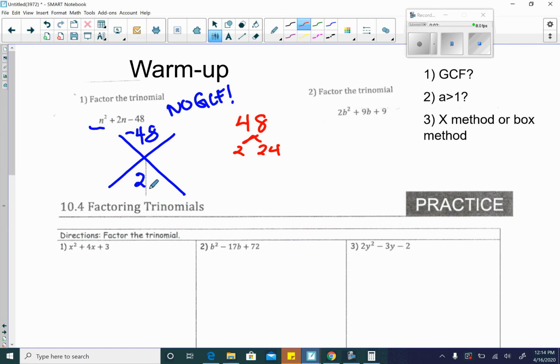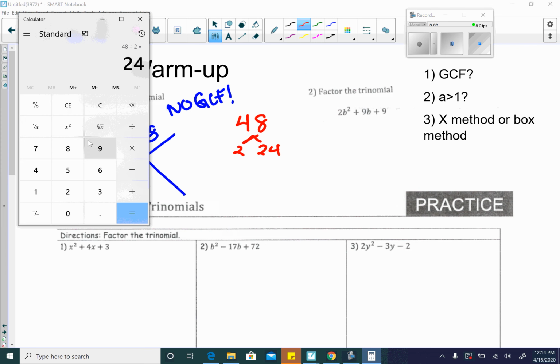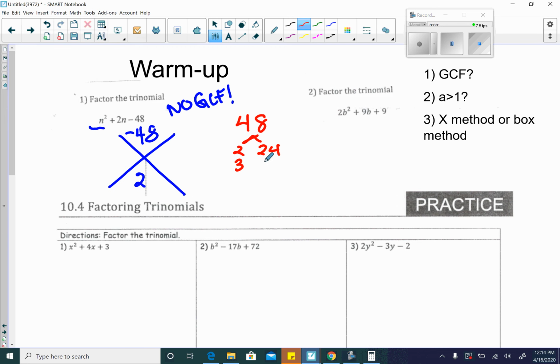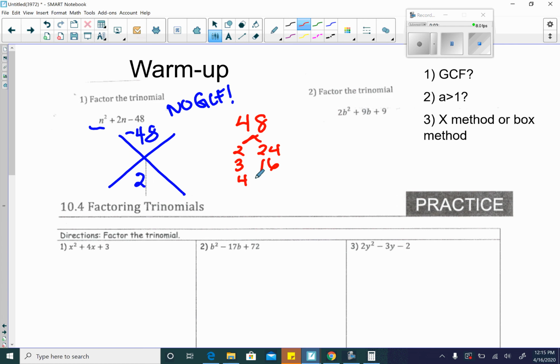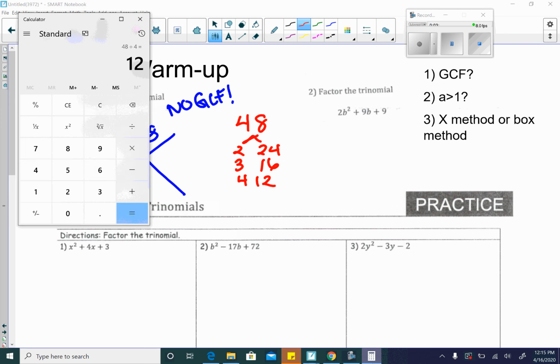Is that going to give me 2 by any chance? No. So I'm going to try again. 48 divided by 3 is 3 and 16. Will that give me 2? No, 16 minus 3 or 3 minus 16 will not give me 2. I'm going to keep going. 48 divided by 4 is 4 and 12. Will that give me 2? No, 12 minus 4 is not 2. 48 divided by 5: if it's a decimal, don't even write it down. It's not a factor. They need to be whole numbers.